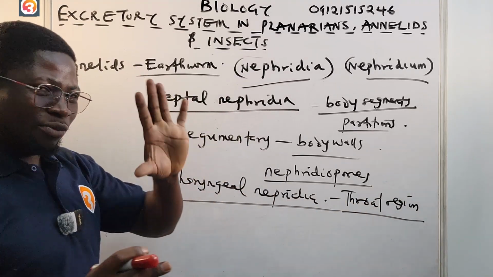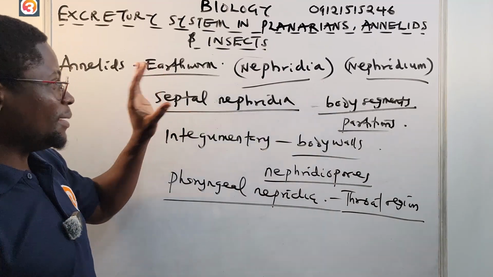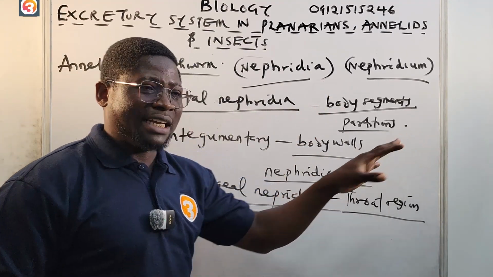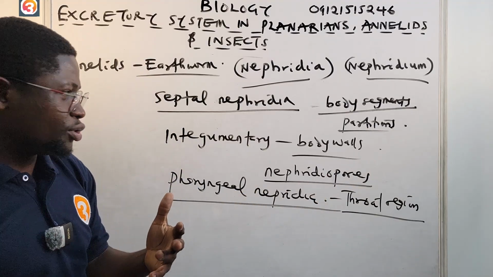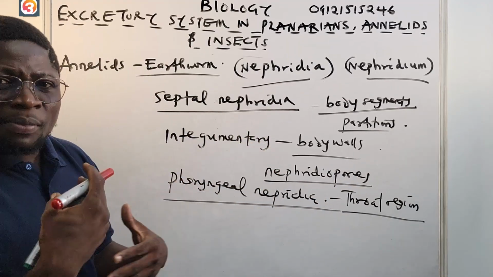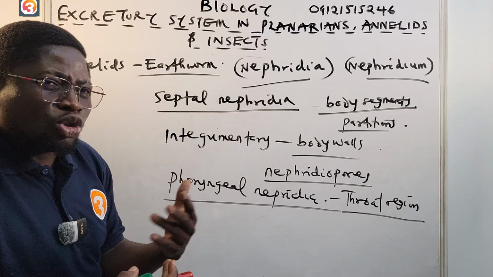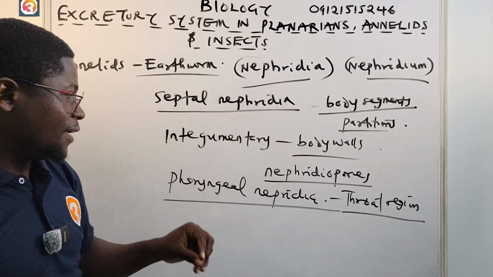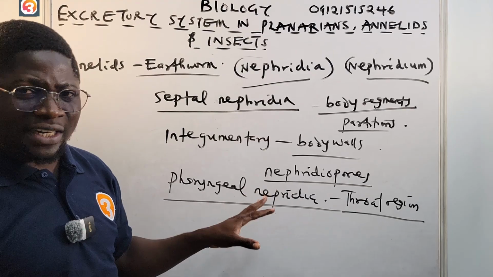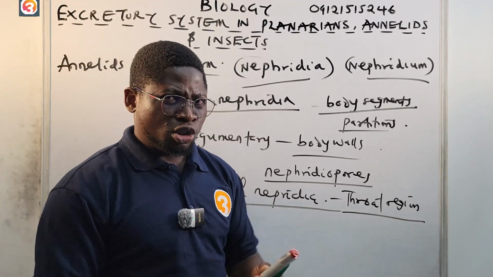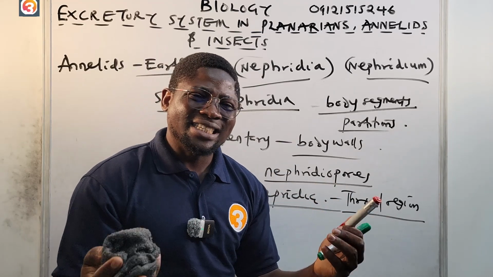All right, and we'll say there are three types of those nephridia. We have the septal nephridia, which is found between the body segments or partitions and helps to remove waste from the body fluids. We have the integumentary nephridia, which is found between the body walls and helps to remove waste through small openings called nephridiopores. And they also have the pharyngeal nephridia, which is found in the throat region and also helps them in excretion. So basically, how does this system work?